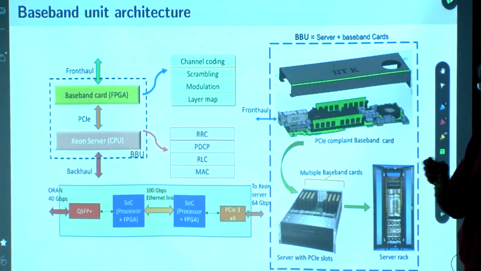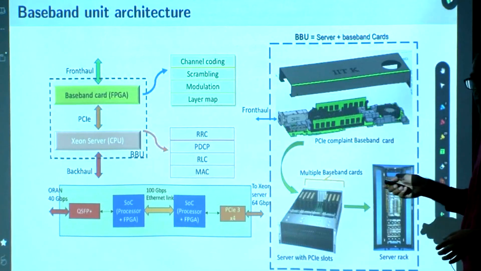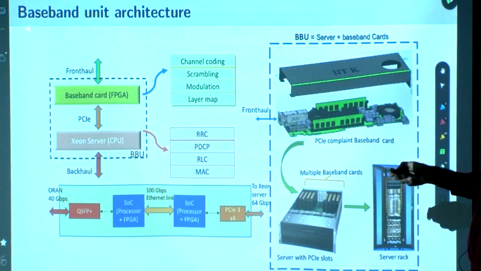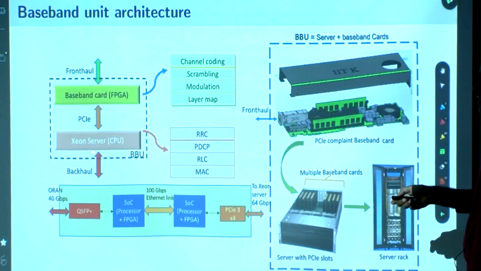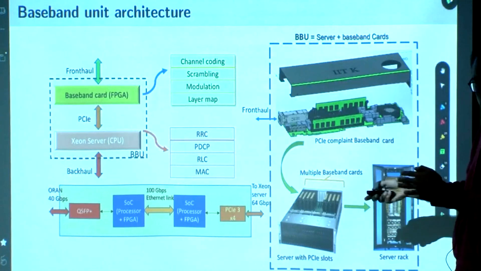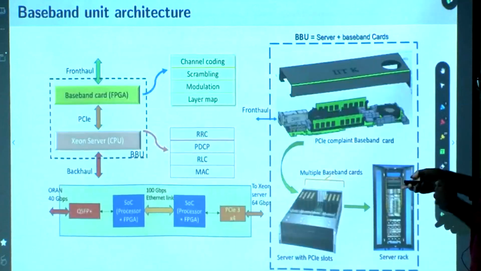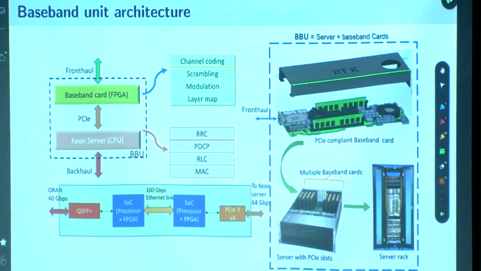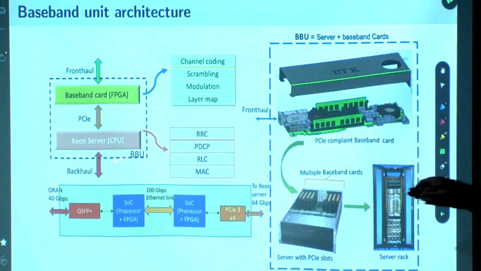It is passed on to this daughter card. It basically contains a lot of FPGAs to do this physical layer processing. And what this does is basically send this signal to the RF. Where is this connected? This is connected to the core network. Once you have done all this processing, this data goes to the core network. So this is the data which is going to the core network. That's how we have architected.